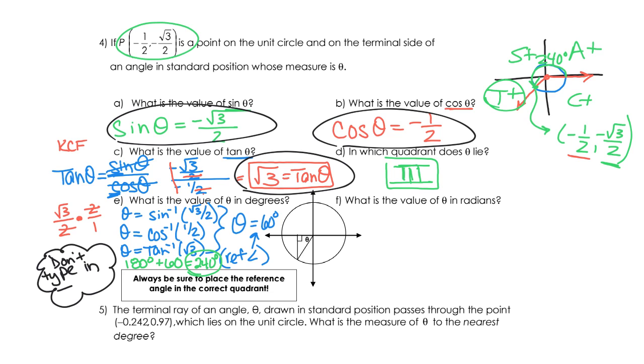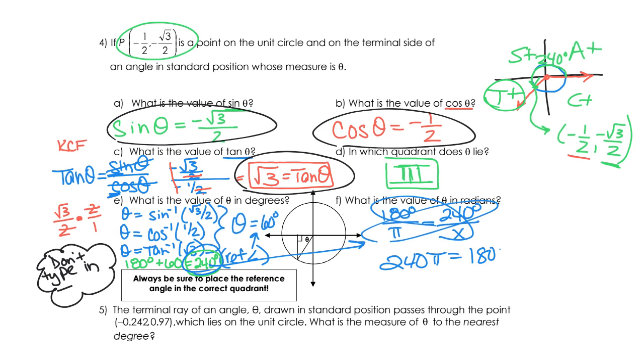All right, part F is asking what is the value of theta in radians. So we're going to go ahead and take our 240 degree answer and we're going to convert it. So we have 180 degrees over pi radians equal to 240 degrees over how many radians. When we cross multiply, we get 240 pi equal to 180x. And remember, we're solving for x, so we're going to divide by 180. And 240 divided by 180 simplifies to 4/3. And so we're going to say 4 pi over 3 radians is our value of theta.